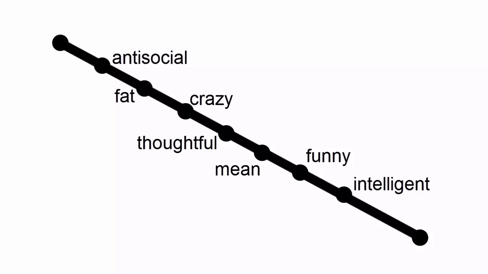So for me, I might put intelligent as yes, definitely me. That point will go close to that end of the spectrum. And then on the other end of the spectrum, I'll put antisocial or fat or other qualities that are definitely not me. So within a matter of seconds, you can see a diagonal line that is replete with all of these different characteristics that I am and that I am not.